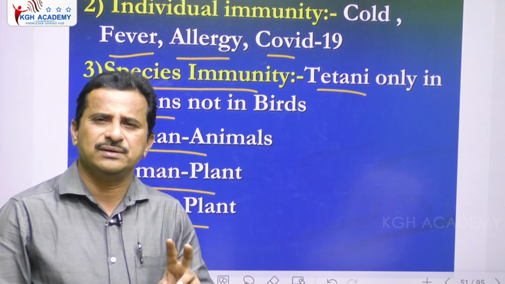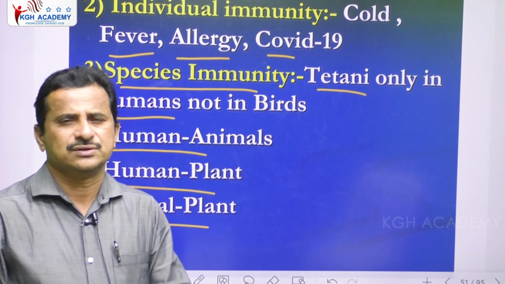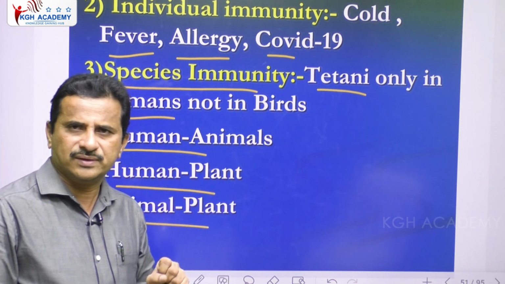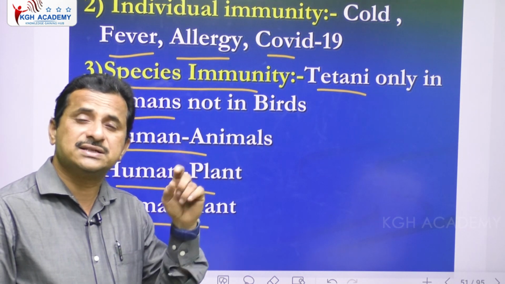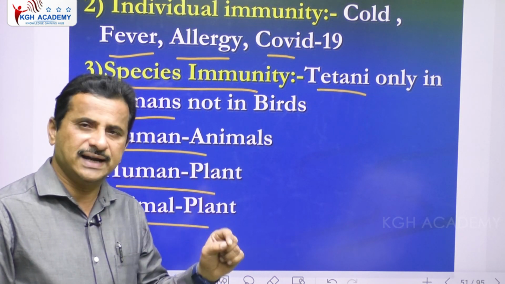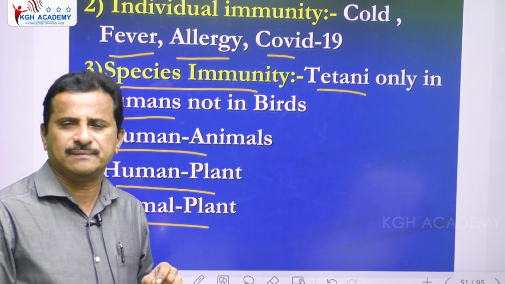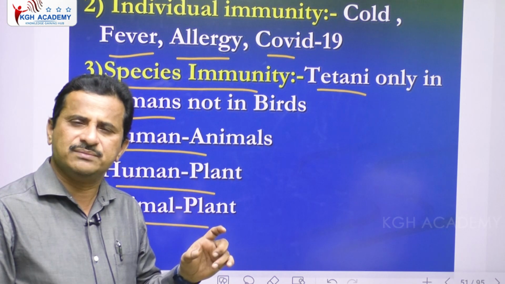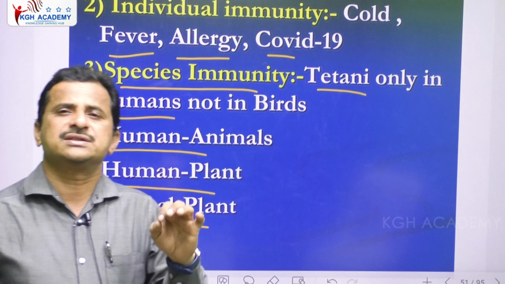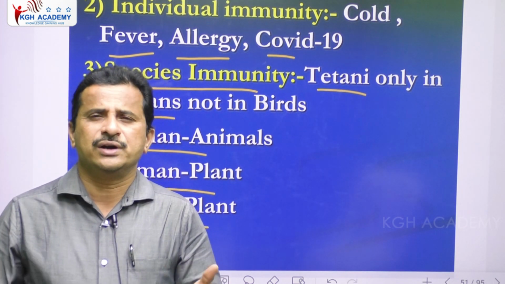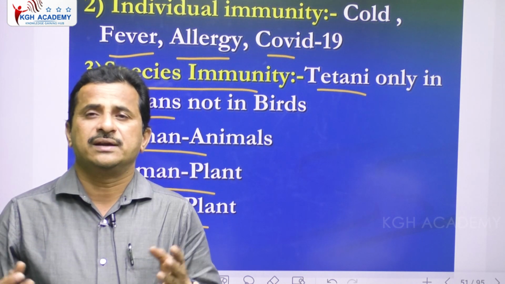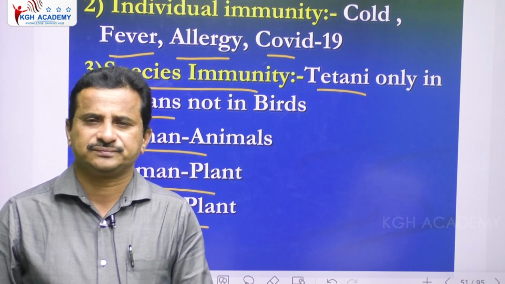So like this, innate immunity has three types: racial immunity, individual immunity and species immunity. Here you can expect a question exclusively on innate immunity, its types, mechanism, etc. See here: species immunity, racial immunity and next individual immunity. This is because of the genes, their body response, their body action mechanism.